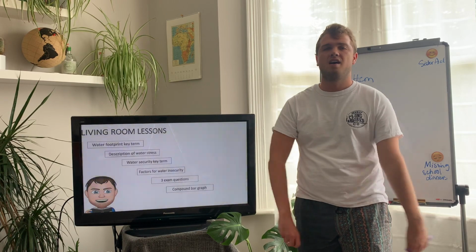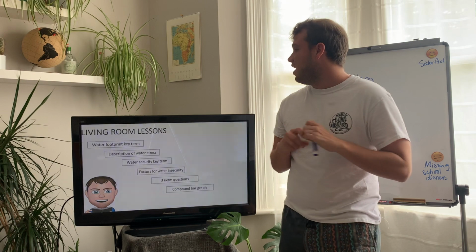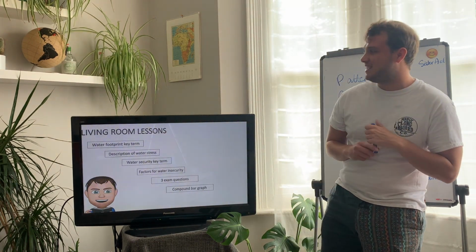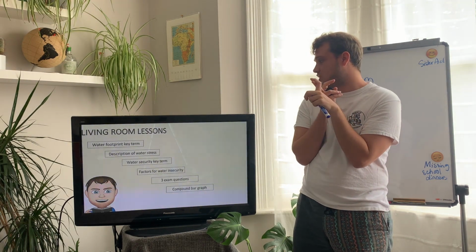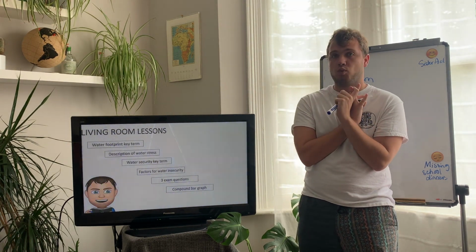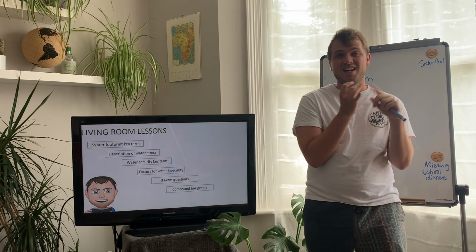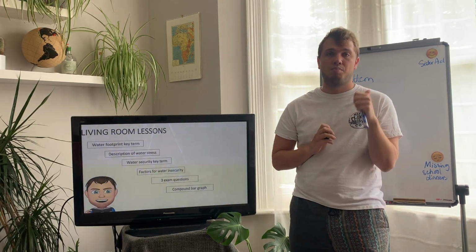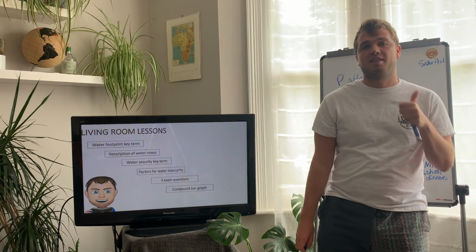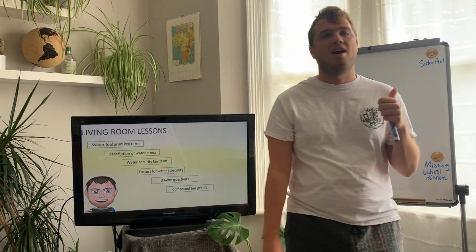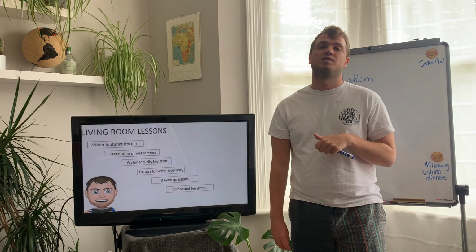Right, well done Year 10, another brilliant lesson there. So what you should have in your book today is your water footprint key term, description of water stress, water security key term, the factors for water insecurity, the 3 exam questions and a compound bar graph. Lots of stuff covered today, really, really good. Next lesson, we're going to have a think a bit more about specific places and how they are impacted. So well done Year 10, and I'll see you all very soon.